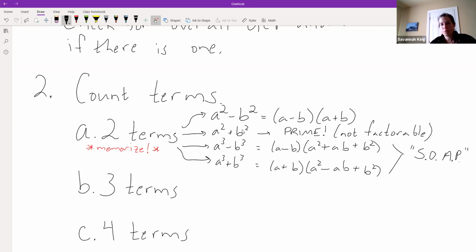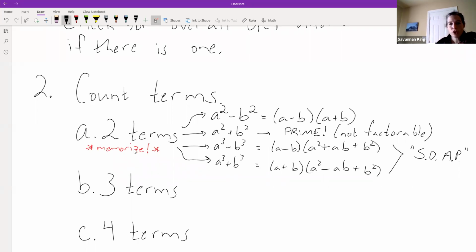One thing that can trip us up: it's easy to be confused by the fact that A squared plus B squared is not factorable, but A cubed plus B cubed is. So that's a really easy pitfall to trip over. So be aware of that.